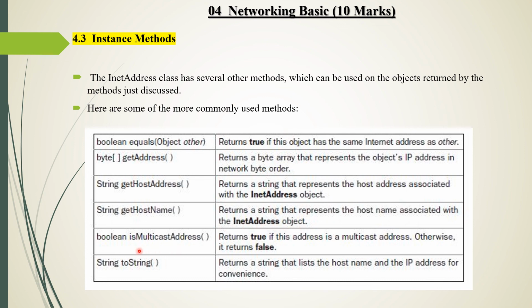Next method is isMulticastAddress, which returns a boolean value, either true or false. It returns true if this address is a multicast address, otherwise it returns false. Last method is toString, which also returns a string value: a string that lists the host name and IP address for convenience. So these are some other methods, the instance methods, in the InetAddress class.